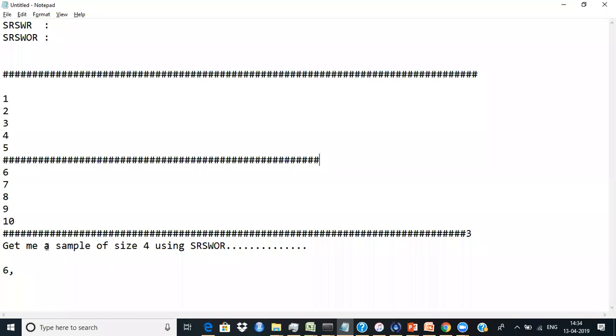Now if I ask you, get me a sample of size 4 using stratified sampling based on color, what you will do is you will go to the population of black balls and collect 2 balls either using SRSWR or SRSWOR. Similarly, go to the population of red balls and collect 2 balls using SRSWR or SRSWOR.